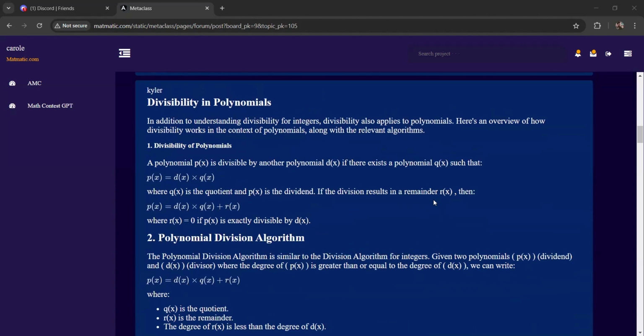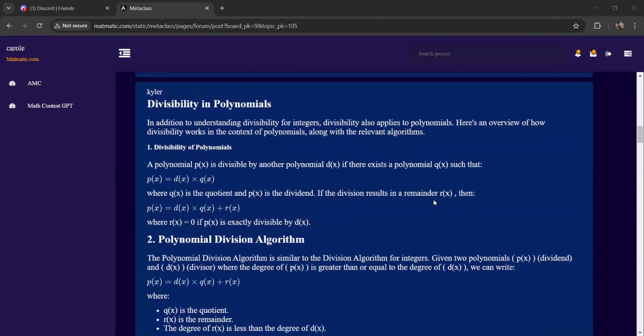So next, I'll be talking about divisibility in polynomials. Fred talked about this in his class yesterday, so I'm assuming you guys were all there. So it should be easier to understand now.